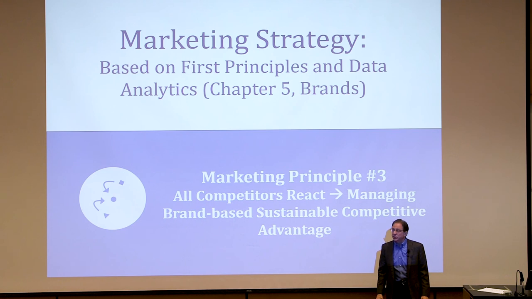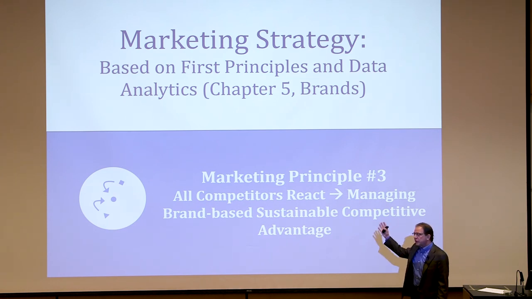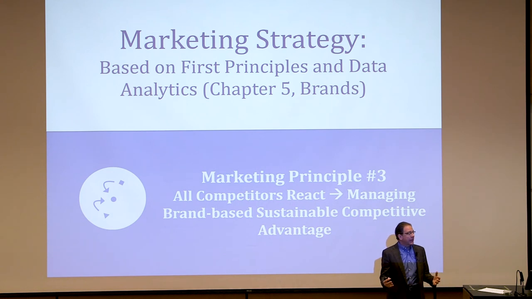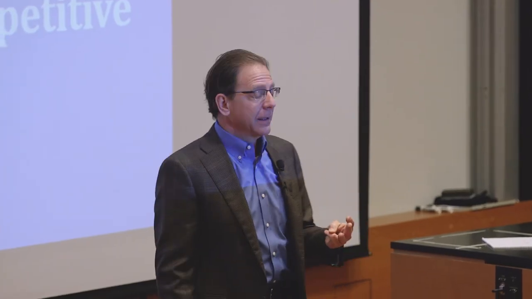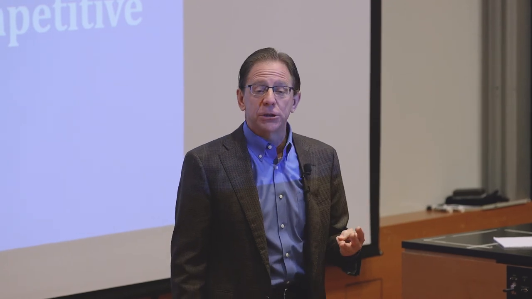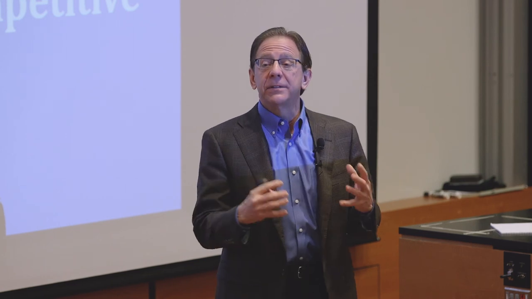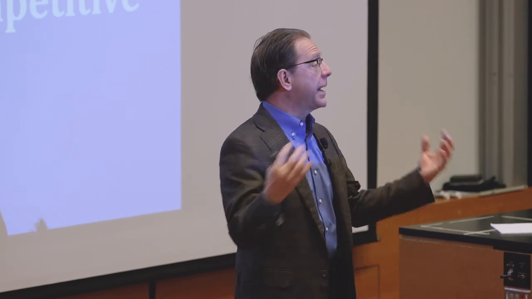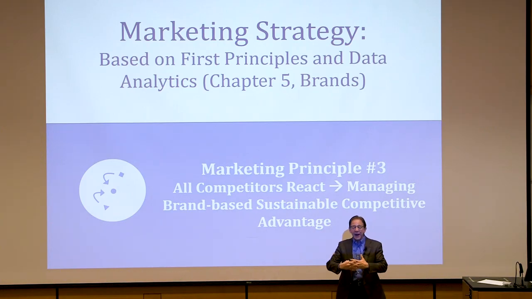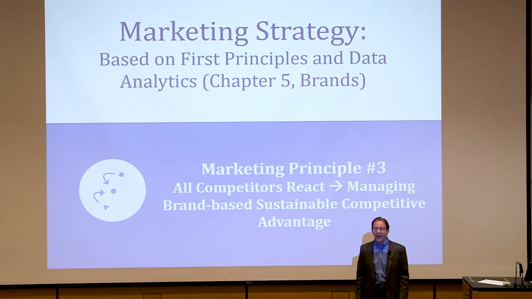So what we did in this session was really still looking at the fact that we know all competitors react, so we have to build sustainable competitive advantage. In marketing, there's really three ways to build sustainable competitive advantage. One is through brands, another through offering, and the third is through relationships. What we went through now is how you can use brands to build sustainable competitive advantage, so when competitors come after you, those brands can help withstand the attack.